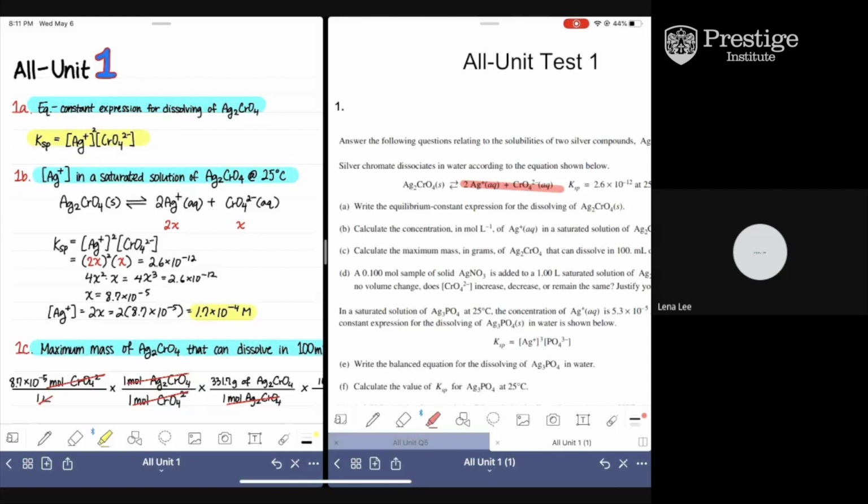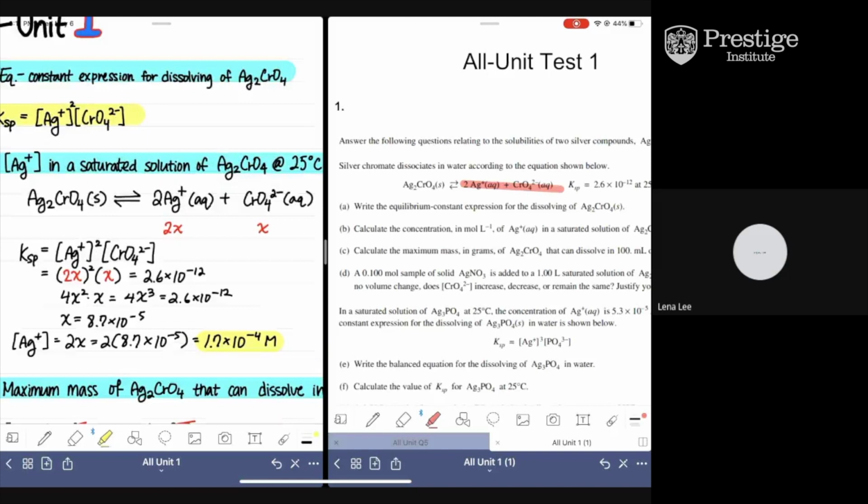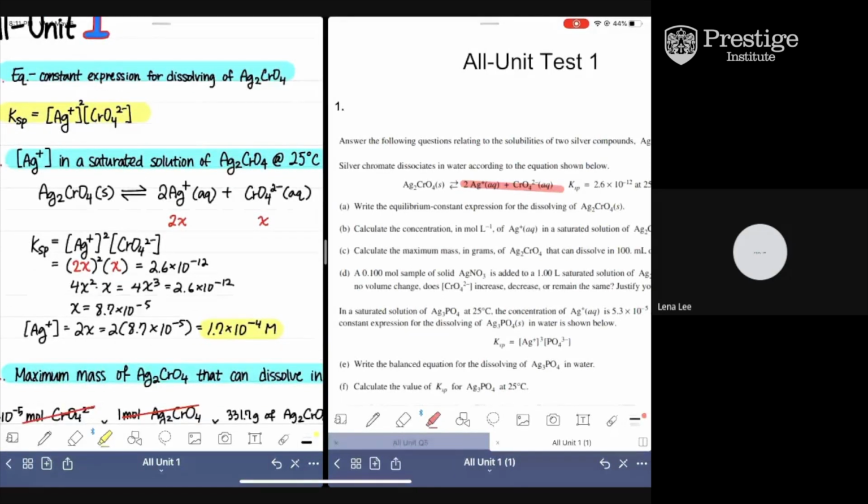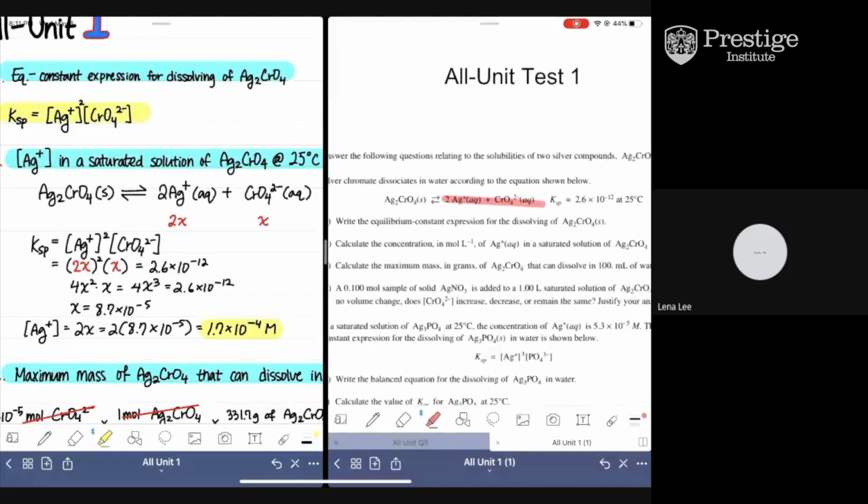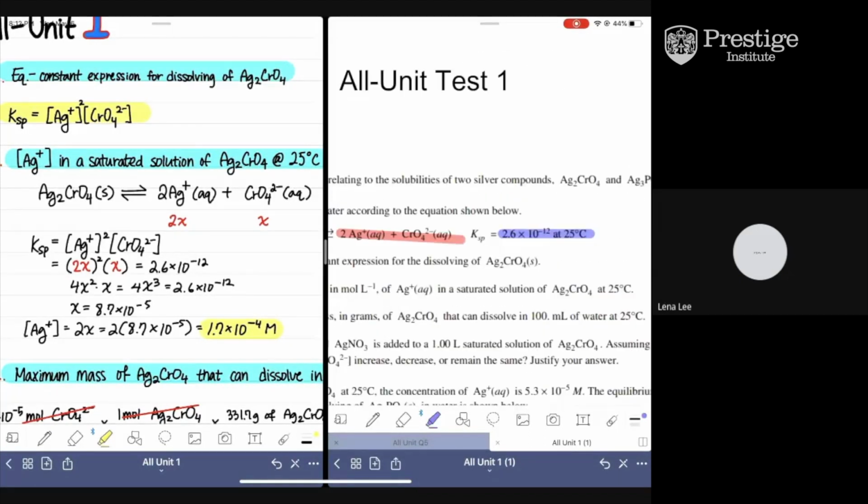For this, we could have done an ICE table, or we could have just done the stoichiometry. If you have x amount of chromate ion, then silver ion is going to be 2x. So Ksp is going to be (2x) squared times x. Our Ksp value is given over here, and that is 2.6 times 10 to the negative 12th power. So (2x) squared times x is going to equal that. Solve for x, and you get 8.7 times 10 to the negative 5th power.